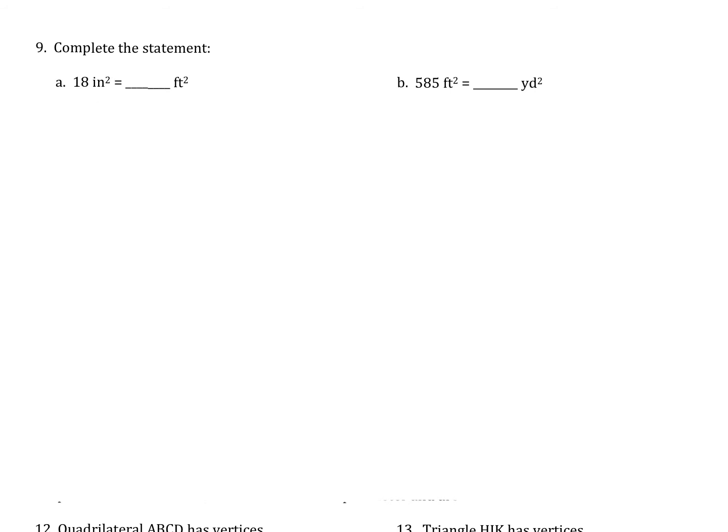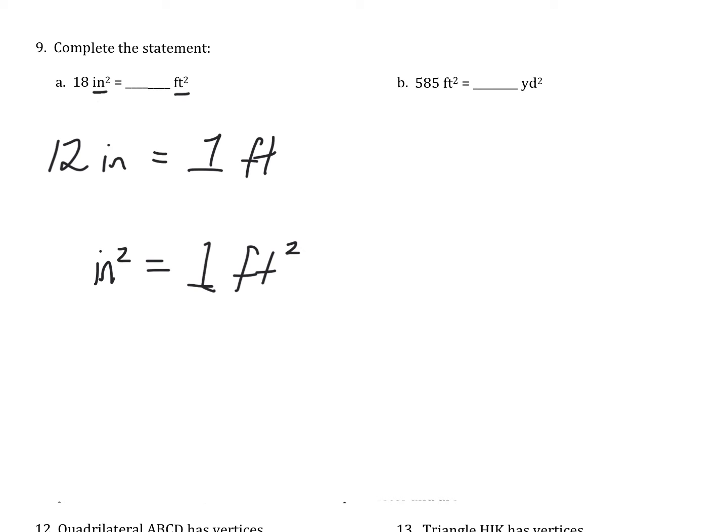For these next couple examples, I'm trying to convert into different units. So for 9a, they're starting me in inches squared, and I'm trying to convert that to feet squared. Well, first let's just think about inches into feet. So 1 foot is equal to 12 inches. Now I want to think about what's going to happen when I square that. So 1 foot squared is going to be how many inches squared?